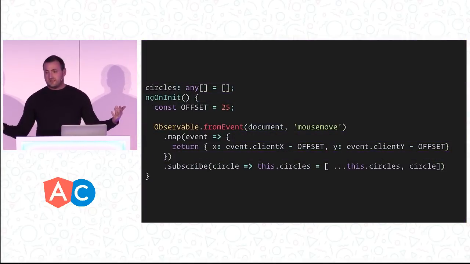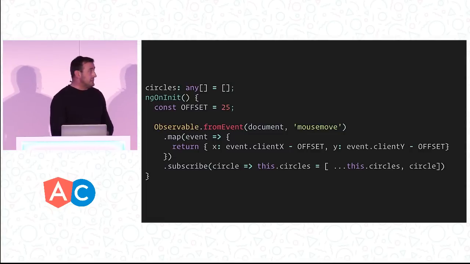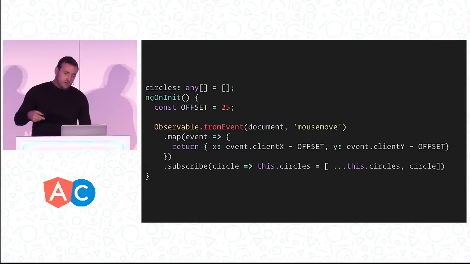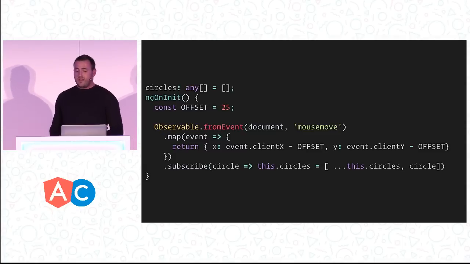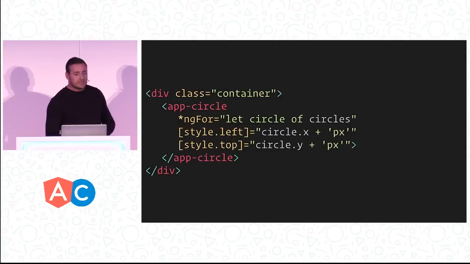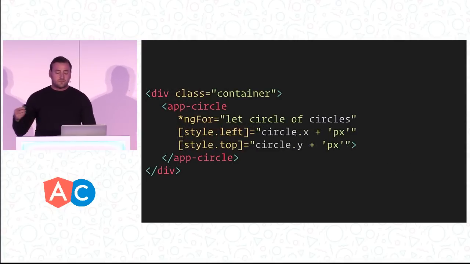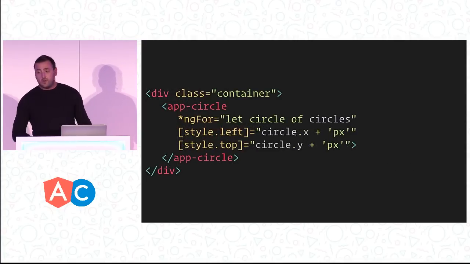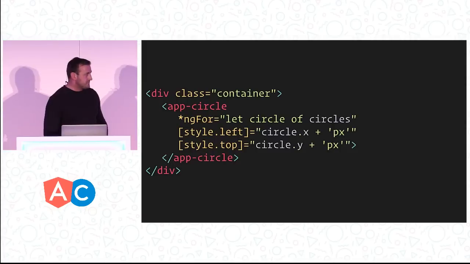Here's another example. This is kind of actually everything else that we've covered. We're just putting it together in a slightly new way. Mouse move, X and Y pair, and we're mapping it essentially to a circle object that we're dropping into this collection. Then we have a circle element that we're doing ngFor on, and we're attaching it to the stage.